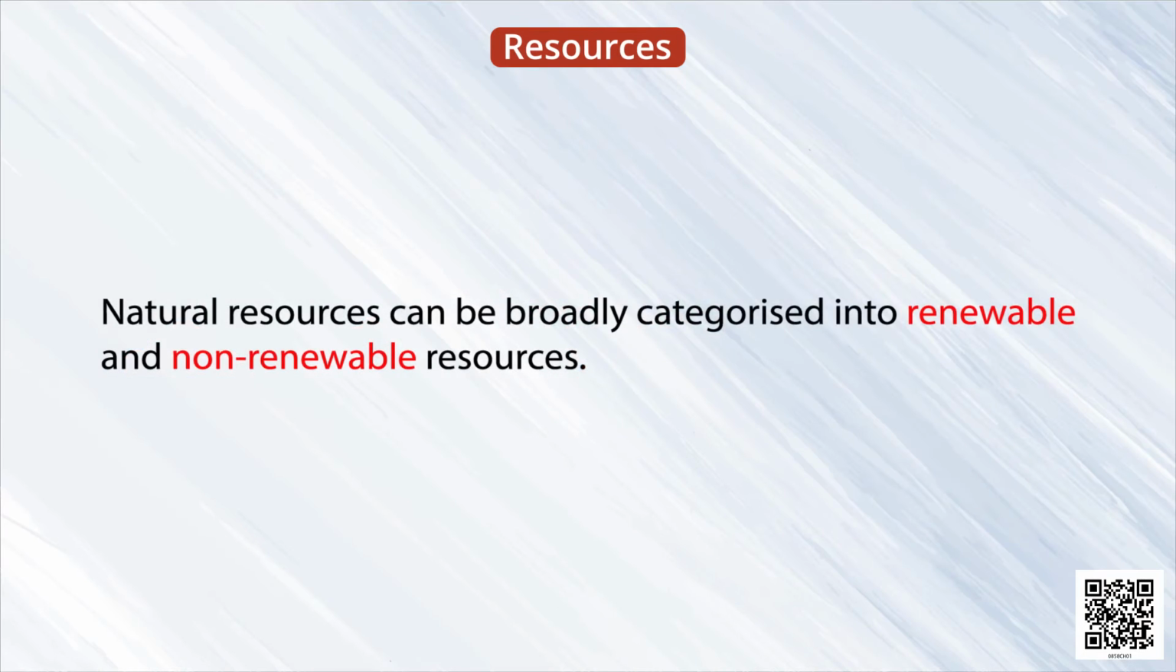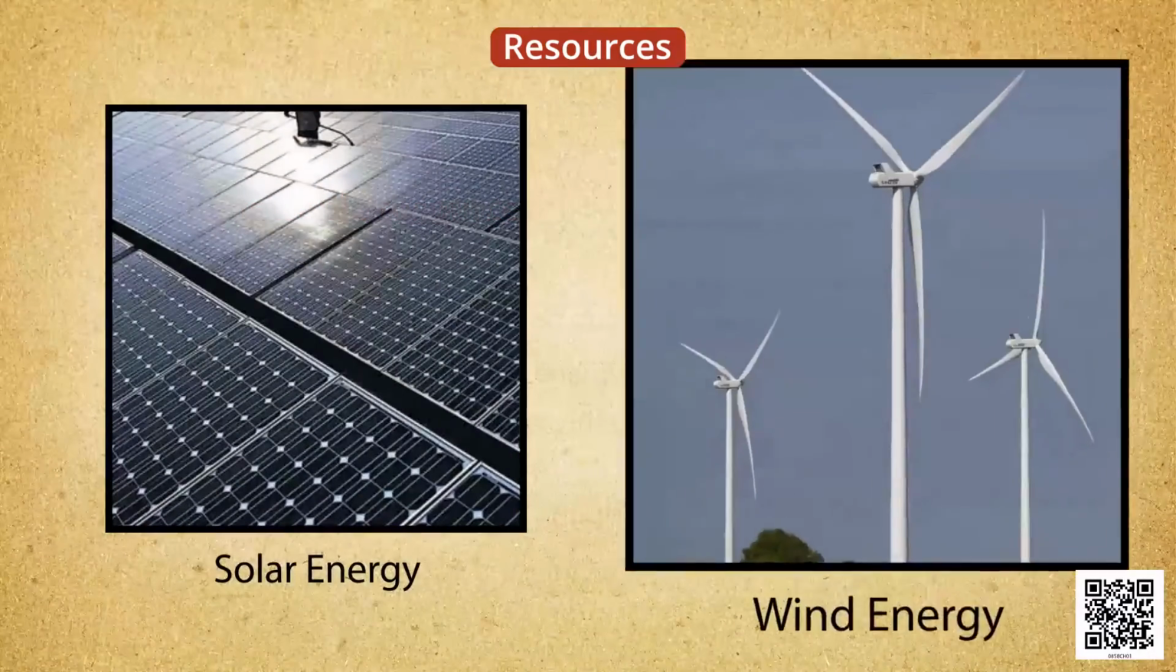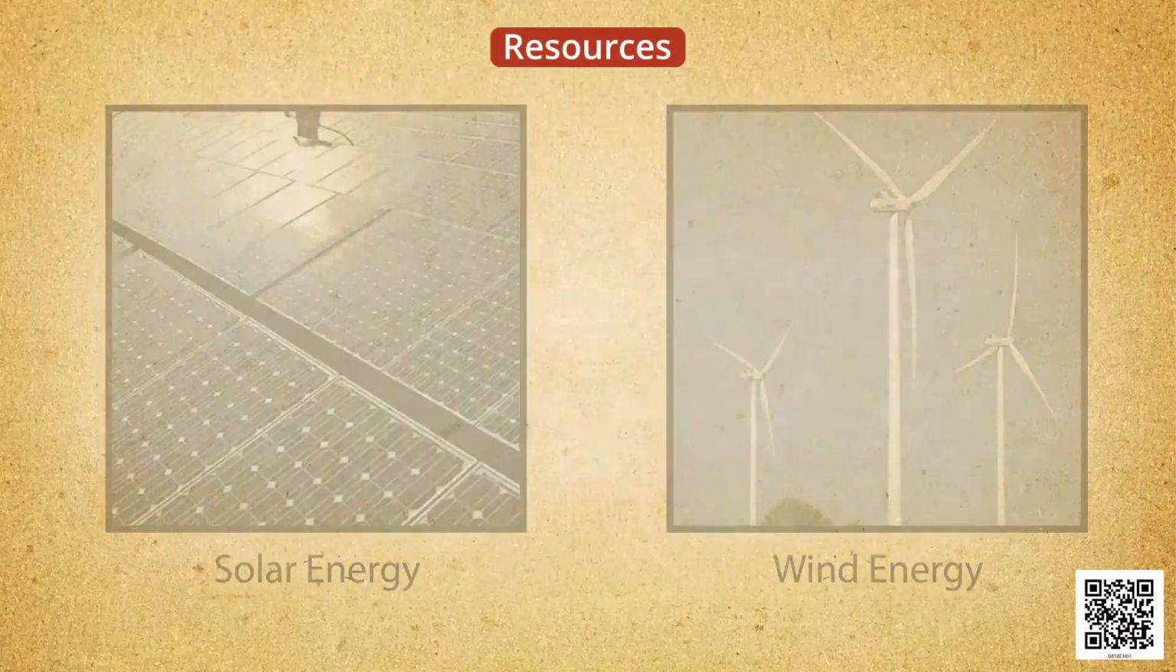Natural resources can be broadly categorized into renewable and non-renewable resources. Renewable resources are those which get renewed or replenished quickly. Some of these are unlimited and are not affected much by human activities. For example, solar and wind energy.